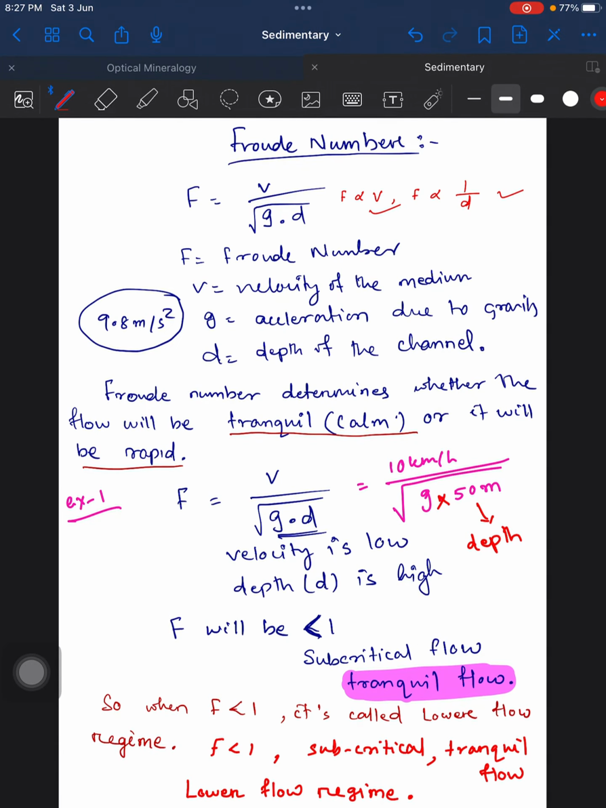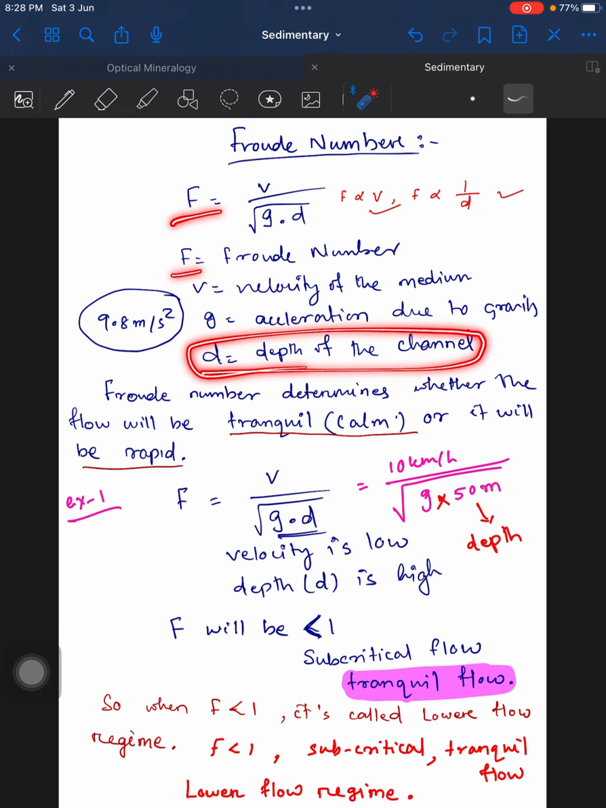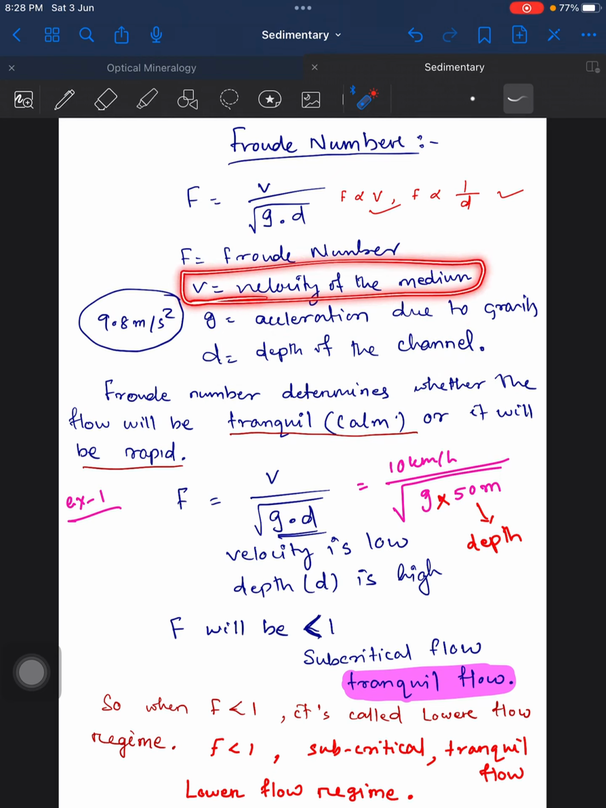Okay, what does the Froude number say? F is equal to V divided by the square root of g times d. Here g is equal to acceleration due to gravity and d is equal to depth, F is equal to Froude number and V is equal to velocity of the medium. It is much simpler in comparison to the Reynolds number.